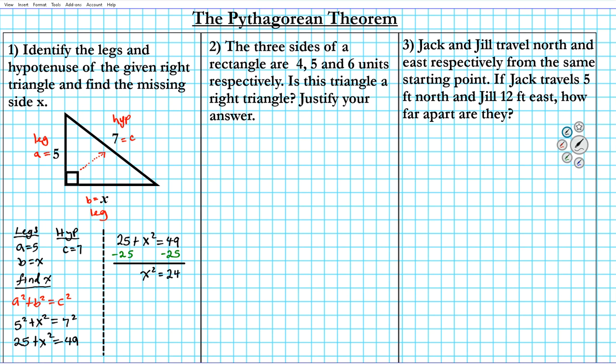To get rid of the square, we'll use the inverse operation, which is the square root. So we're going to take the square root of both sides of the equation, and then x is going to be root 24. Let's see if it's possible to simplify. Let's break it down. 2 goes into 24 12 times, 2 goes into 12 6 times, and 2 goes into 6 3 times.